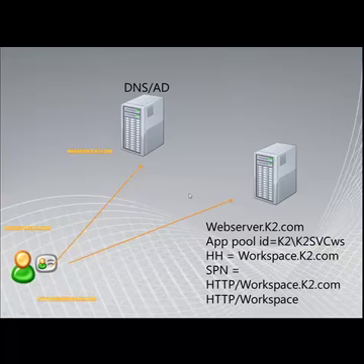Now, when my client says, you know what, I need to go connect to the workspace and run a report or get my task list, etc., it issues a quick query for workspace.k2.com, and the DNS server returns the actual host name of webserver.k2.com rather than the host header information that I was looking for. So at that point, the client says, that's fine. Give me the user ID that's associated with this SPN then.